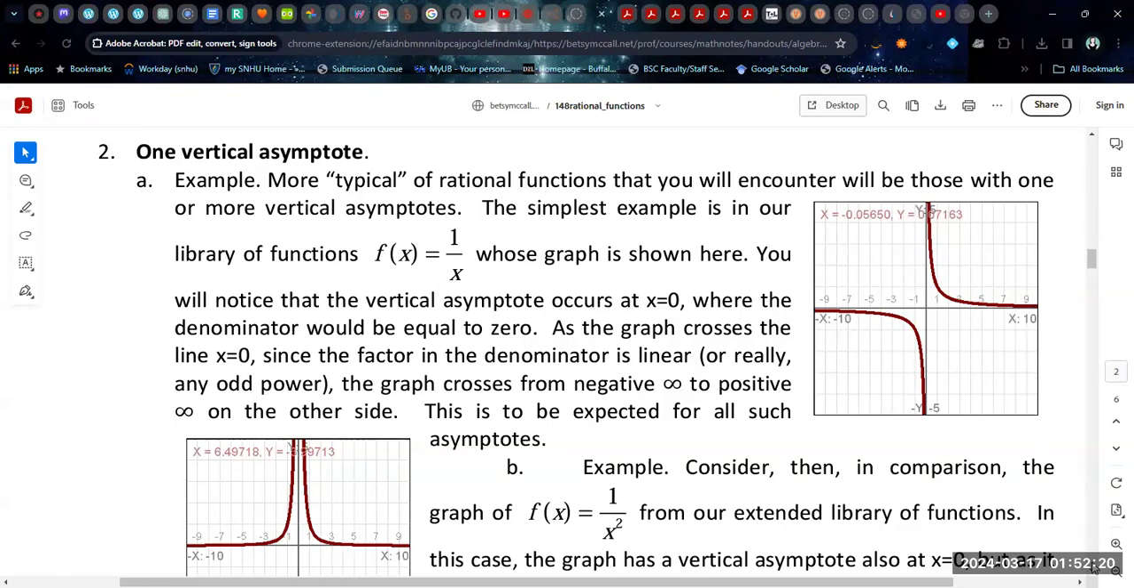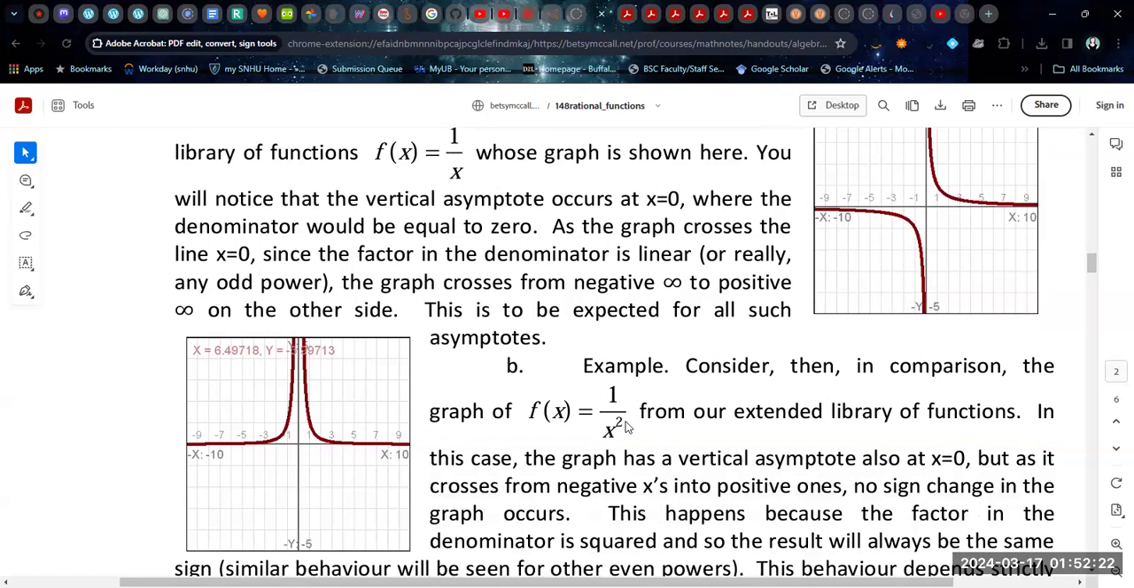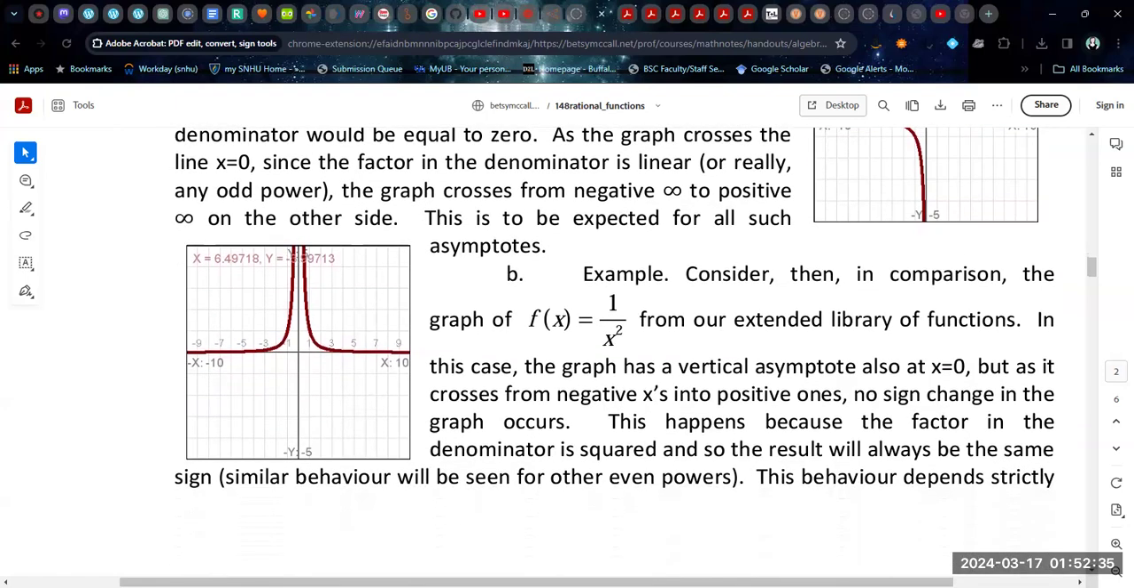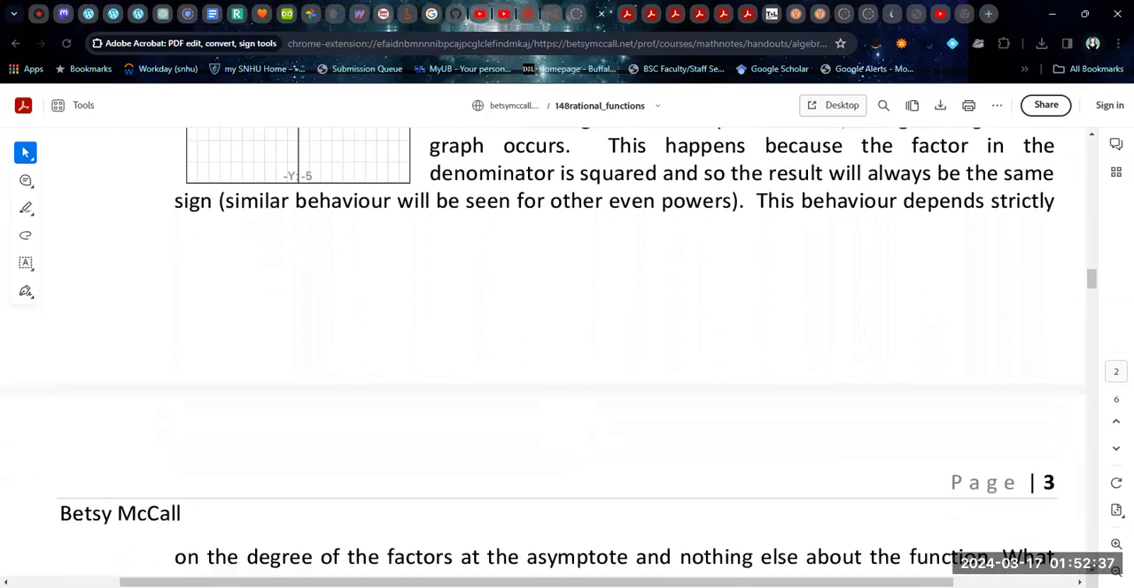It'll go to one infinity on one side of the asymptote and the opposite infinity on the other one. If we have 1 over x squared, then if we have a factor that is repeated, it could go to the same infinity on both sides. So this one will go to positive infinity on both sides. So let's look at some examples.